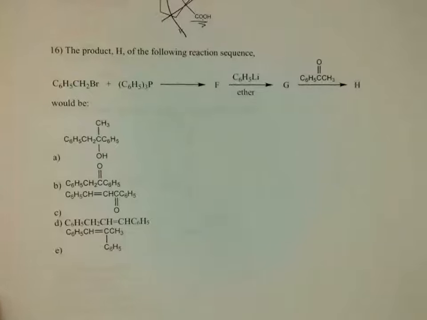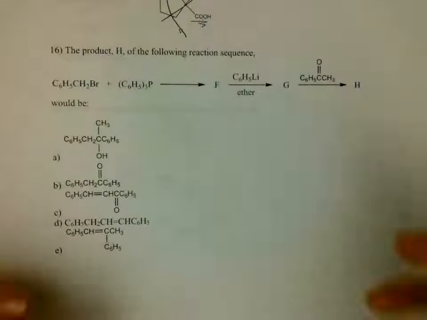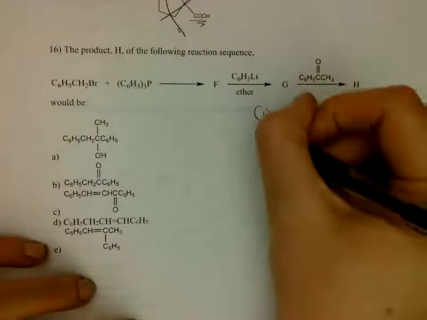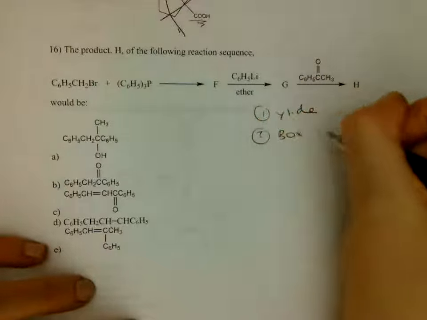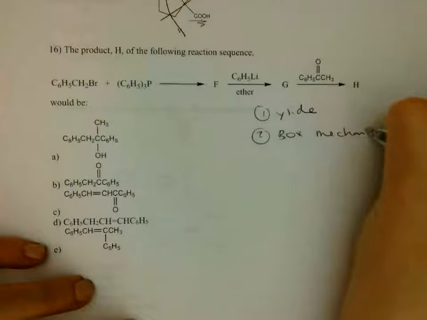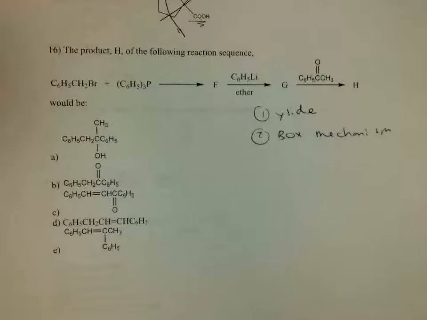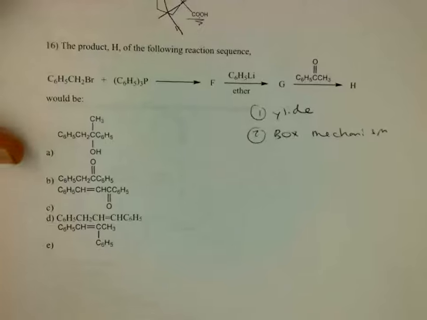Okay, question 16. This is a Wittig reaction. So with Wittig reactions, first you have to create what's known as a ylide, and then you do the box mechanism, okay? So that's how you do a Wittig reaction. That sounds confusing, but I'm just going to lay it out for you real quick.